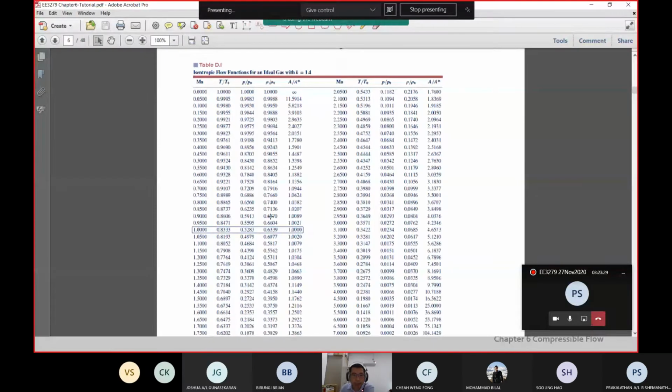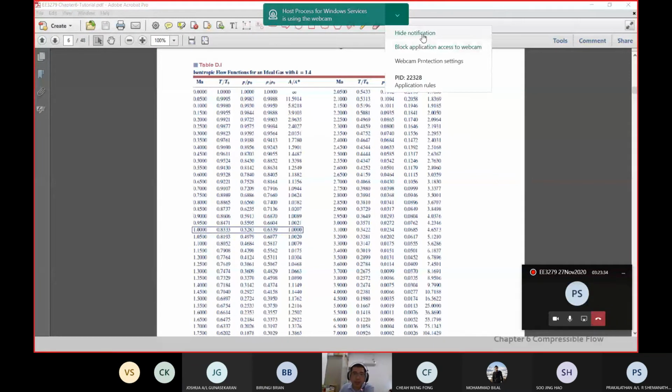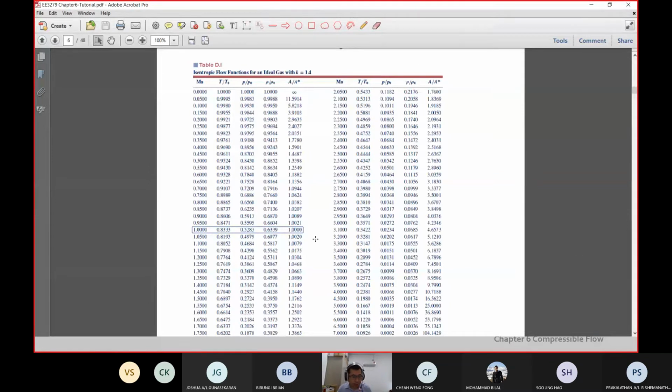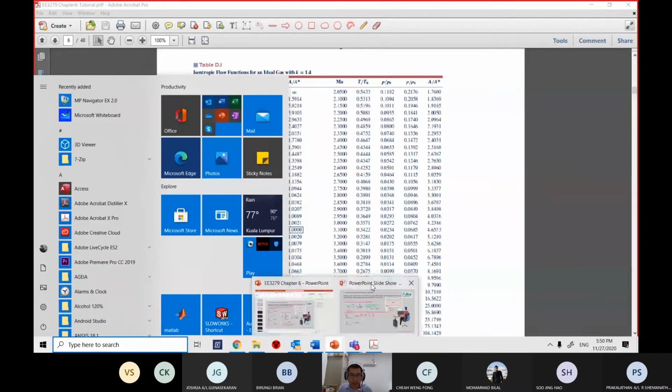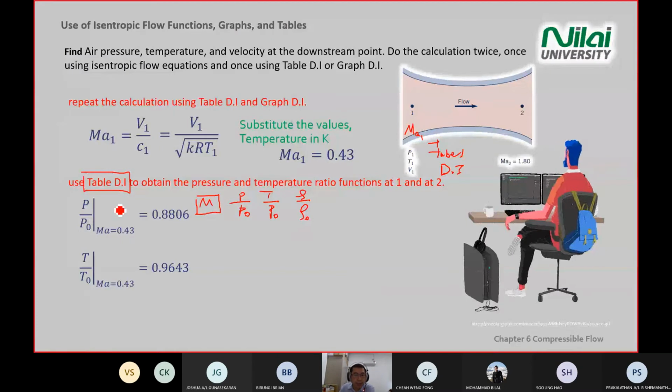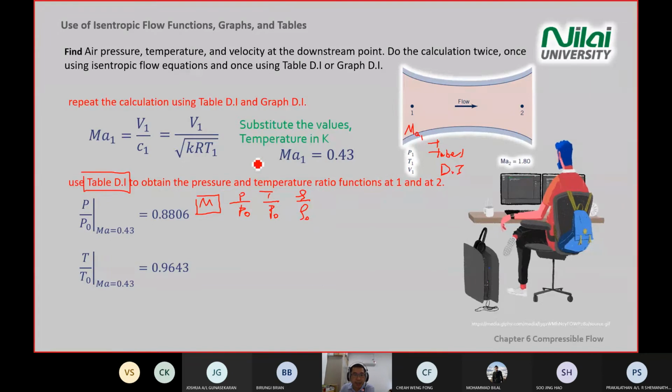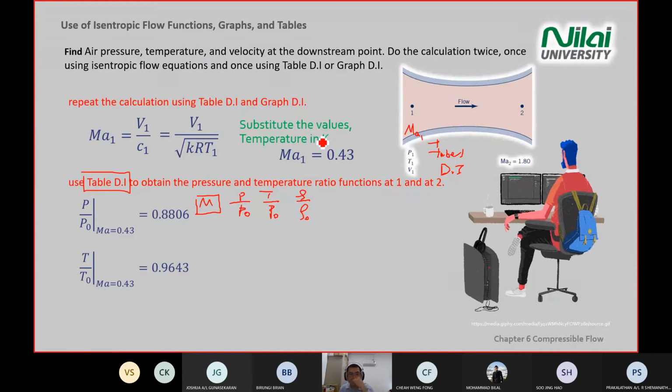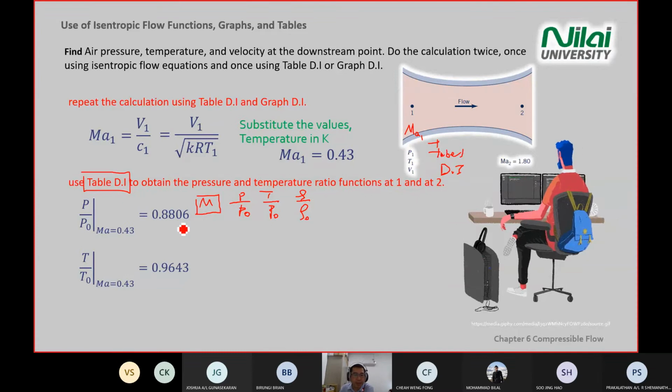Okay, I'm going to share my screen. I'm going to ask someone to use table D1. Now, explain how you use table D1 with Mach number 0.43. How do you find the value?